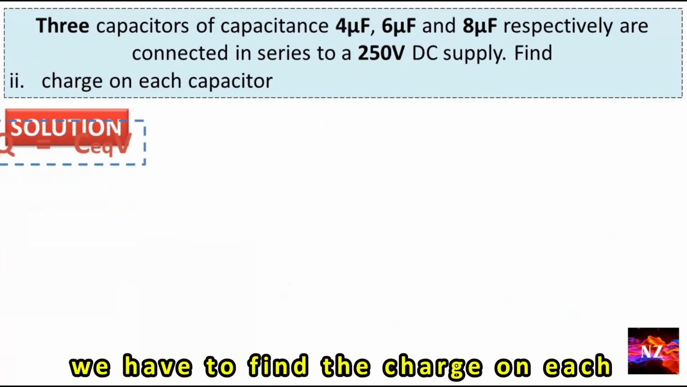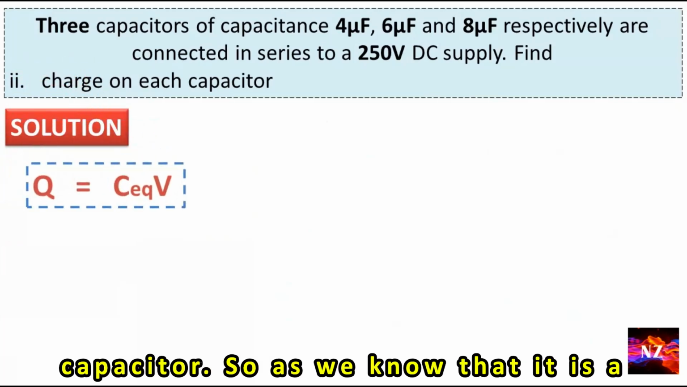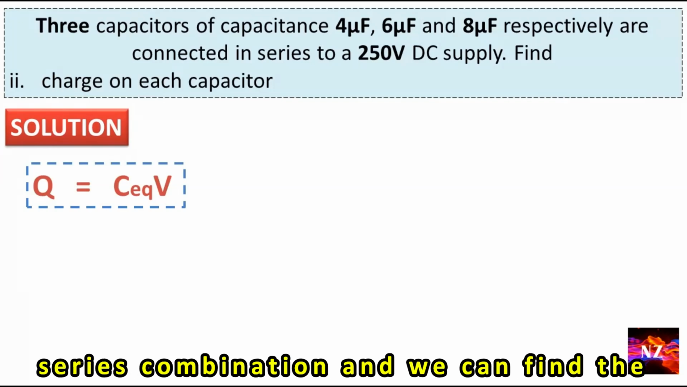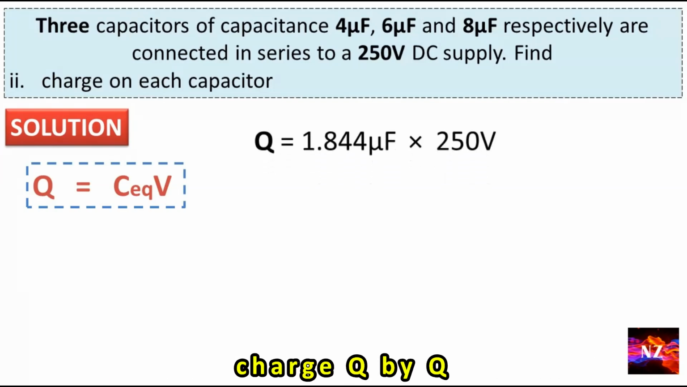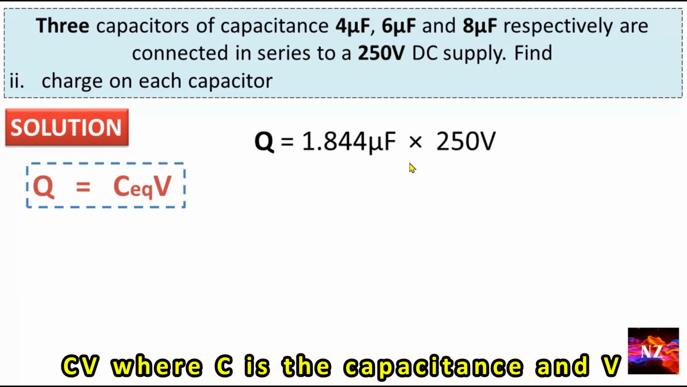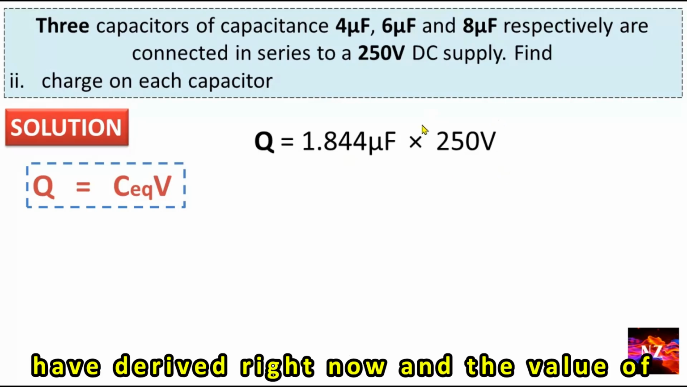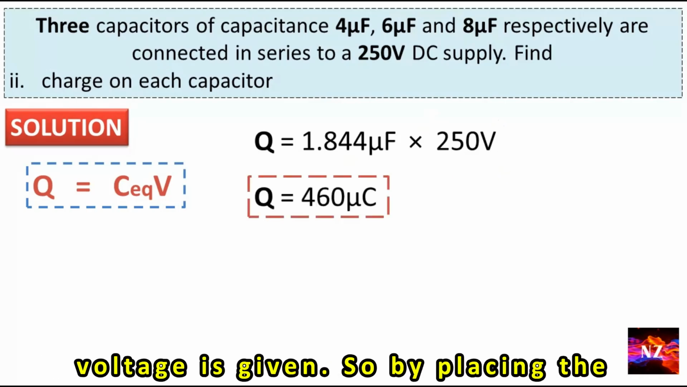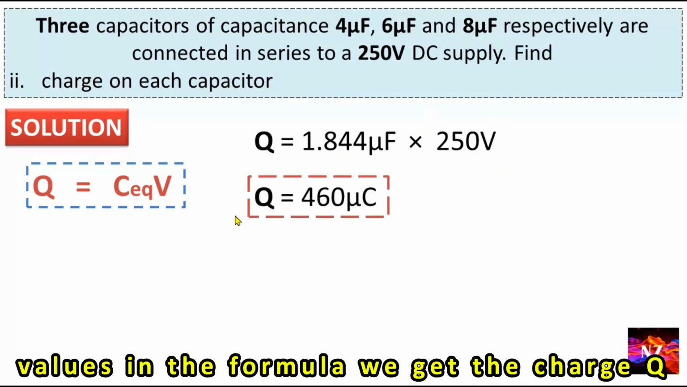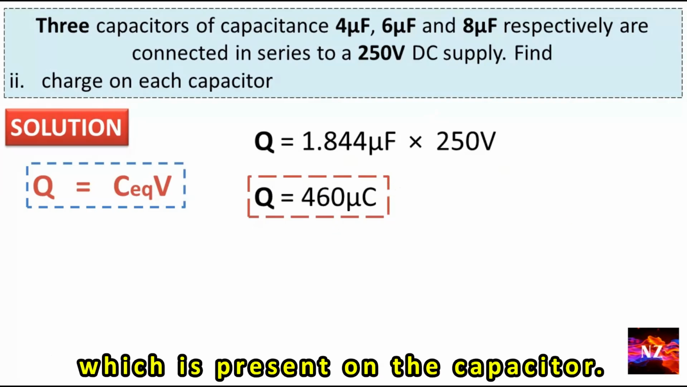Now we have to find the charge on each capacitor. So as we know that it is a series combination, we can find the charge Q by Q equals CV, where C is the capacitance and V is the voltage. Value of equivalent capacitance we have derived right now, and the value of voltage is given. So by placing the values in the formula, we get the charge Q which is present on the capacitor.